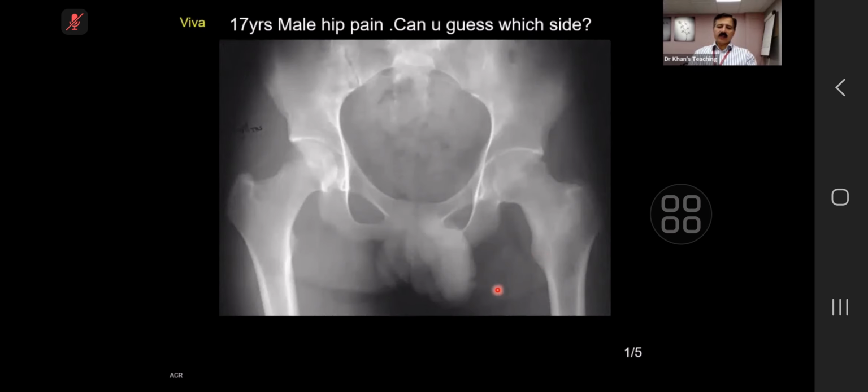Okay, candidate 1, 17-year-old hip pain. Can you guess which side is the hip pain? Indirectly, I'm asking you which side is abnormal. Left. The left. And why do you say that?